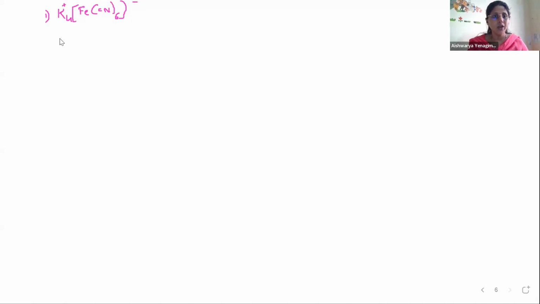So let us write the name. K stands for potassium. So it is potassium. Leave some space. Ligands are written first and then followed by the central metal atom. So ligands, CN, cyano. How many ligands are there? 6 ligands are there. So I'll write hexacyano. Now, Fe cannot be written as iron. It should be written as ferrate. Hexacyanoferrate, and its oxidation number is 2, which is written in Arabic numerals. Is that right? Fine.